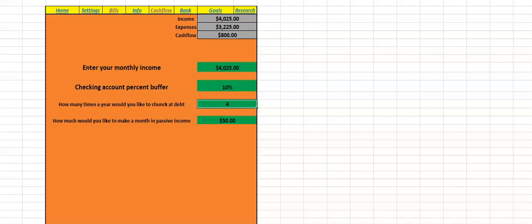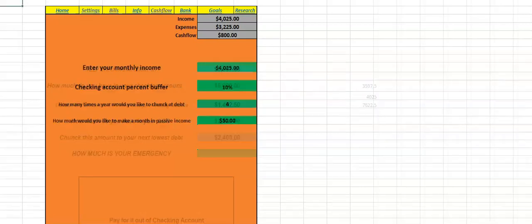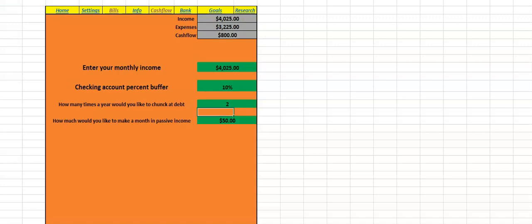So what this field is actually doing is it's taking your cash flow and allowing you to chunk 4 times, so every 3 months. So you would have to have your cash flow times 3, which is 2,400. Once you get to 2,400 in this account, it's going to tell you to chunk this amount to your next debt. And if you change this customization, let's say you wanted to chunk 2 times a year, that would be every 6 months. So 6 times 8 is 48.